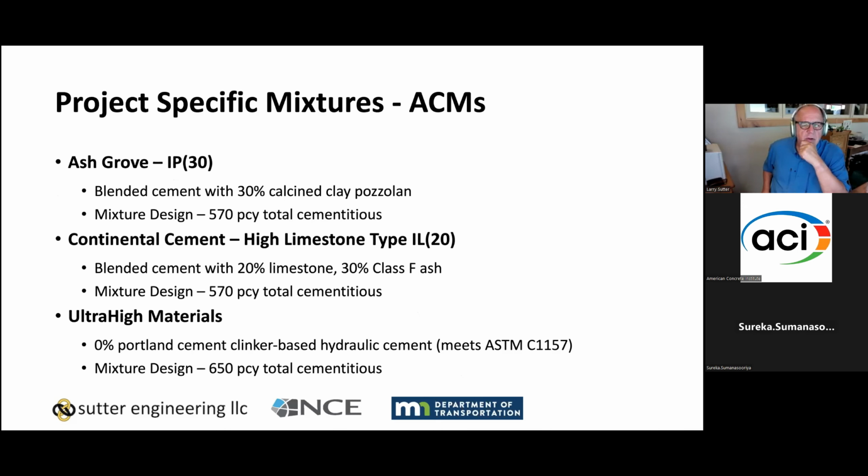In terms of the alternative cements, again, we had the Ash Grove, which was basically a 1P30. So it's really a blended cement with 30% calcined clay as the SCM pozzolan replacement. 570 was the total cementitious.